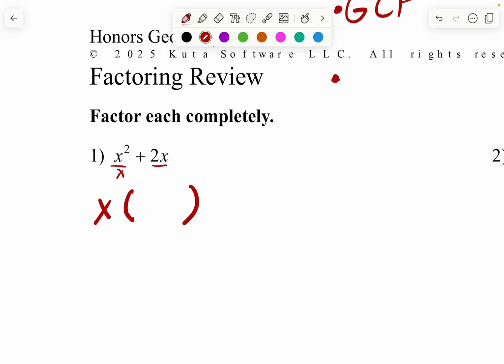So we're just going to divide everything by x because they both have an x, and it just becomes x plus 2, because x divided by x is just 1, and then you just get rid of an x. So that would be the answer to number 1. Pretty good.